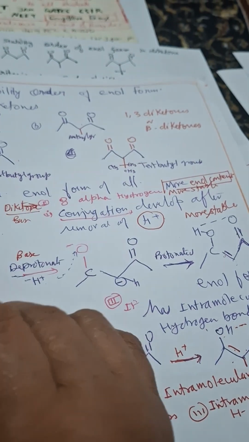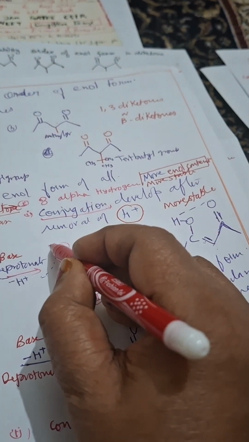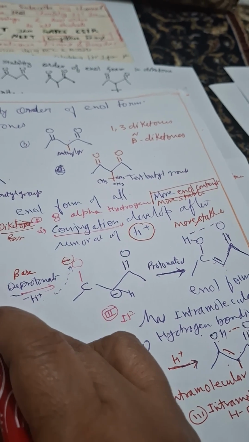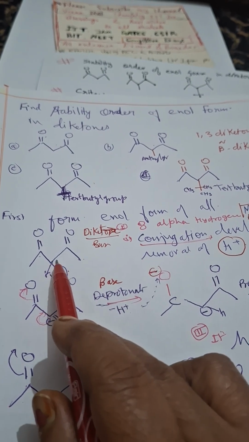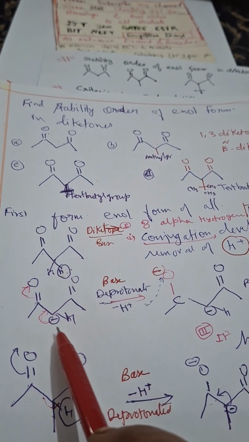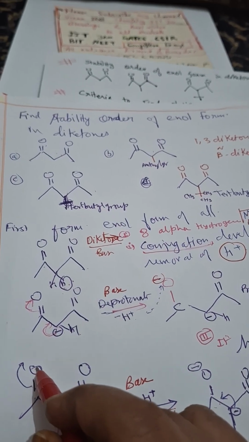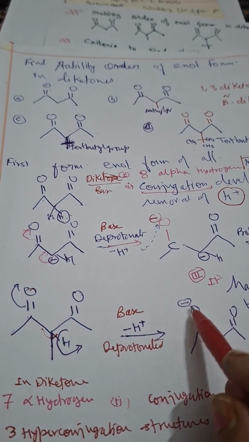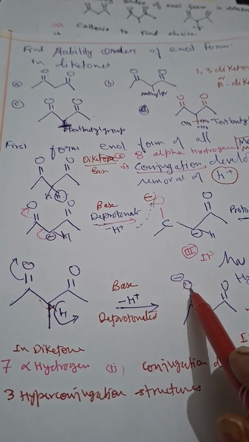When the base is there, this is deprotonated. This H is removed, and when the proton is removed there will be a negative charge, so I put one negative charge. Earlier it was 2 hydrogens, now it is only 1 hydrogen with 1 negative. Why does this go on? Because oxygen is more electronegative than carbon, it attracts the shared electrons towards itself. So it will take away this pi electron and form a single negatively charged oxygen.